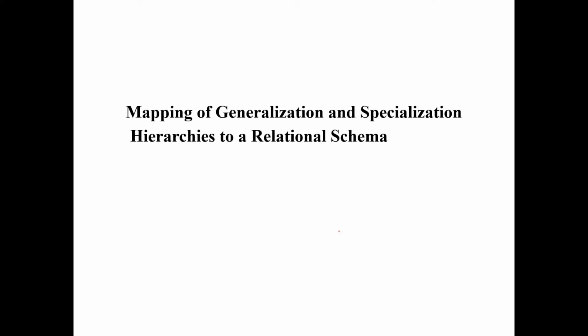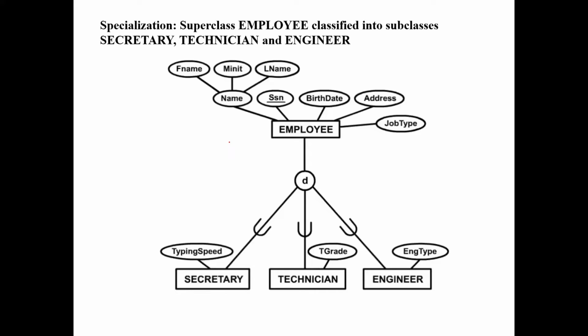It is also called the mapping of generalization and specialization. These are the enhanced entity relationship model concepts. So this is the mapping of generalization and specialization hierarchies to the relational schema. Now, what do you mean by specialization?